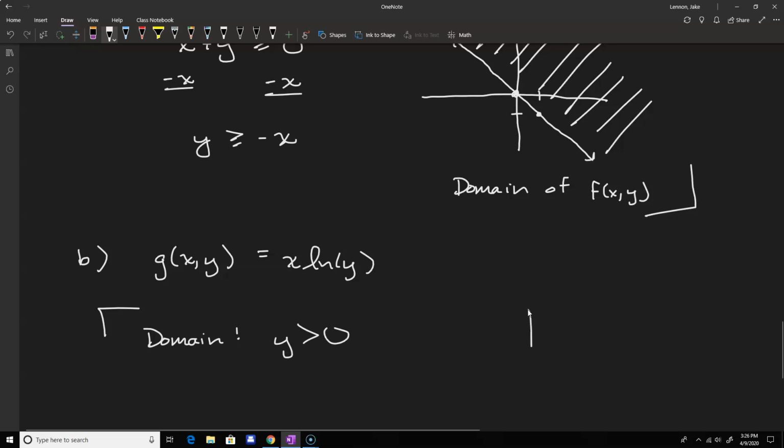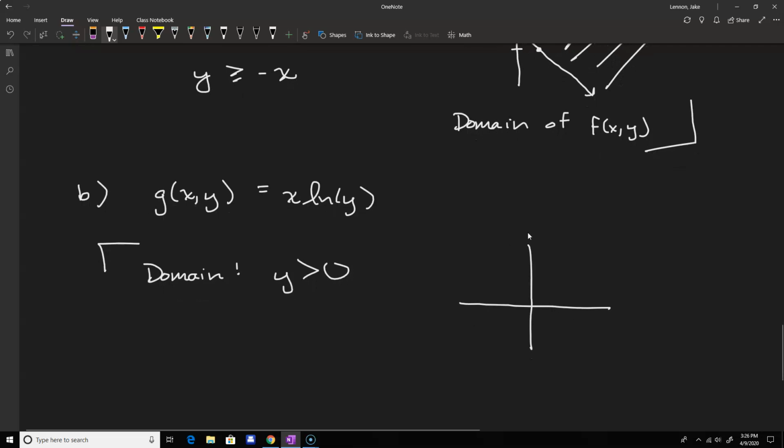And if you want to graph y greater than 0, we cannot include the y-axis. So that means we want to put a dotted line over the top of it. A dotted line means it does not include it. So we have a dotted line there, and then we want the positive y values. Oh, sorry, I dotted the wrong axis. So we want y greater than 0.